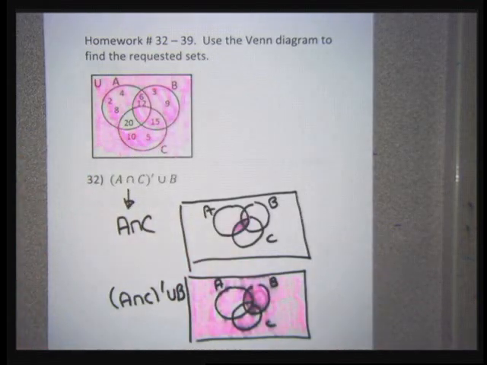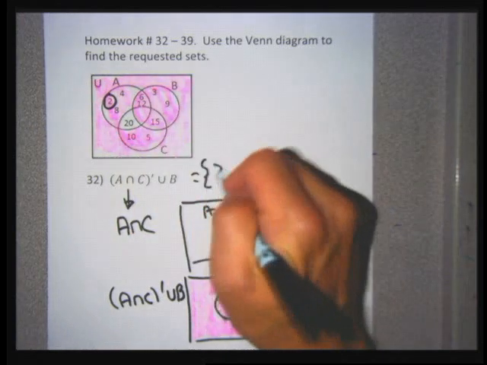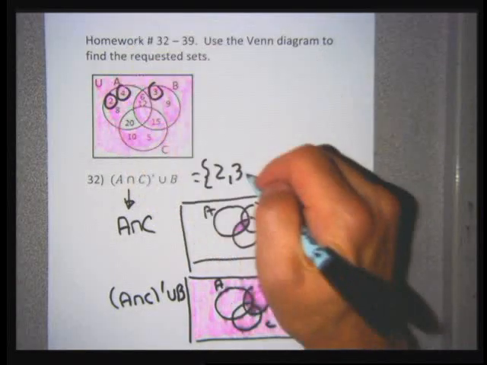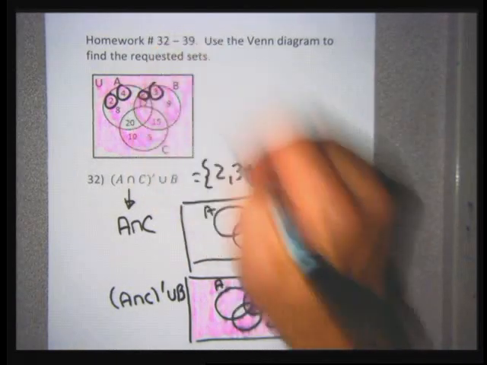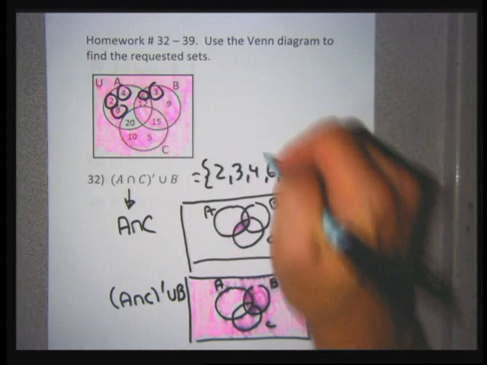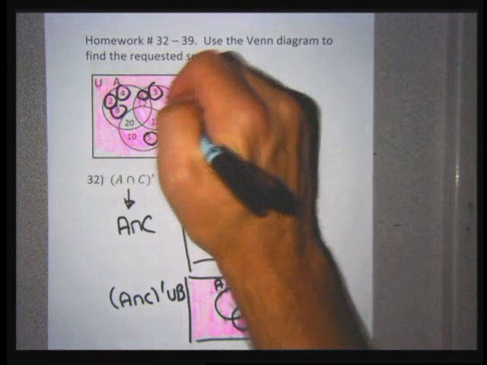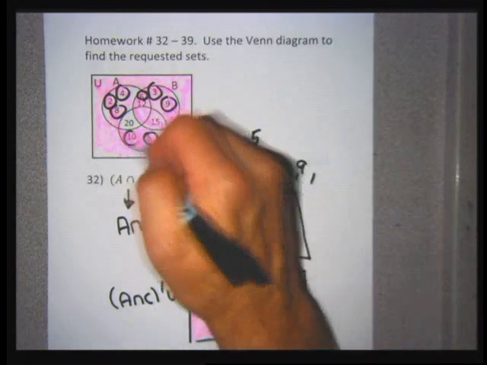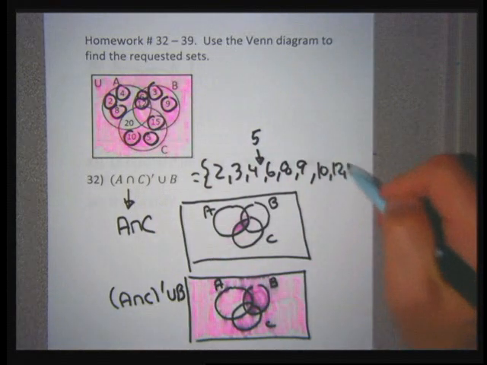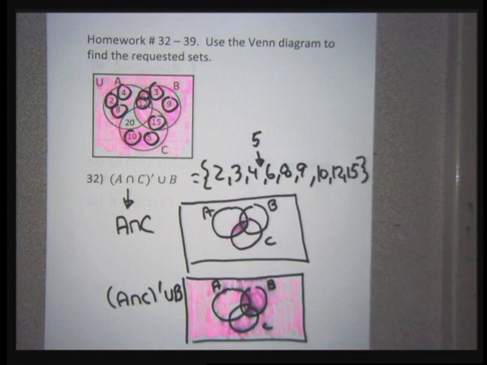So my answer to number 32 in order has the numbers 2, 3, 4, 6, 8, I missed the 5, 5, 9, 10, 12, and 15. So the answer to 32 is 2, 3, 4, 5, 6, 8, 9, 10, 12, and 15.